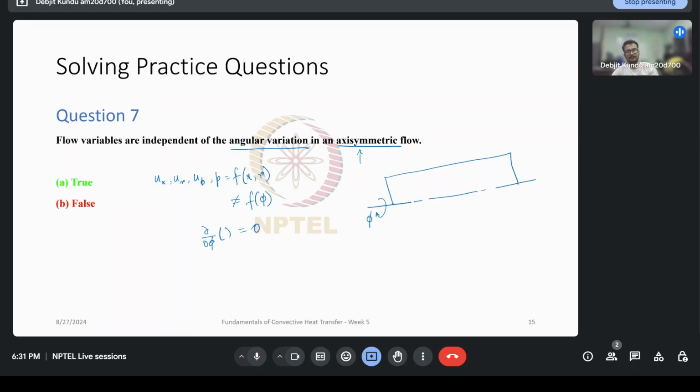These mathematical properties become very helpful in simplifying the governing equations, be it the Navier-Stokes equations or the energy equations necessary for convective heat transfer, to much more simplified equations which we can solve and get exact solutions out of. And this axisymmetric assumption is a fairly good assumption most of the time. All right.